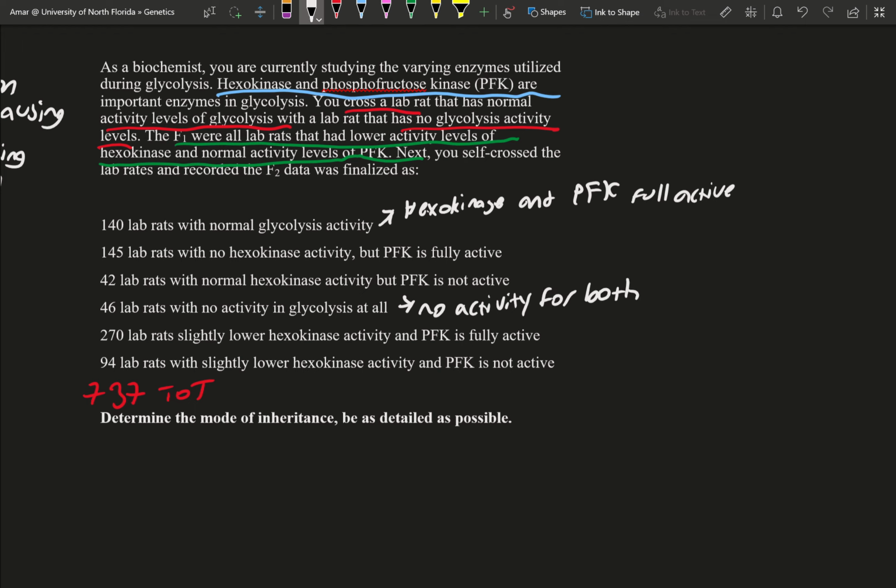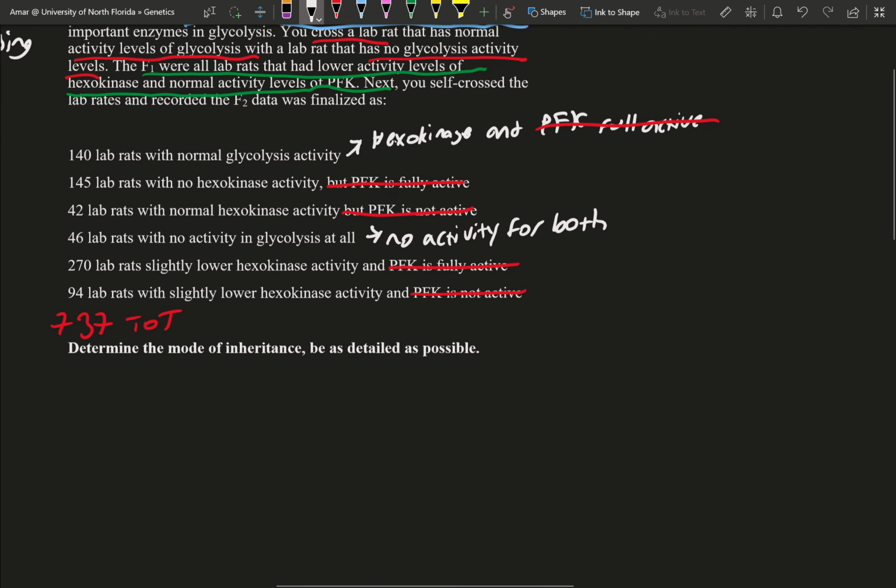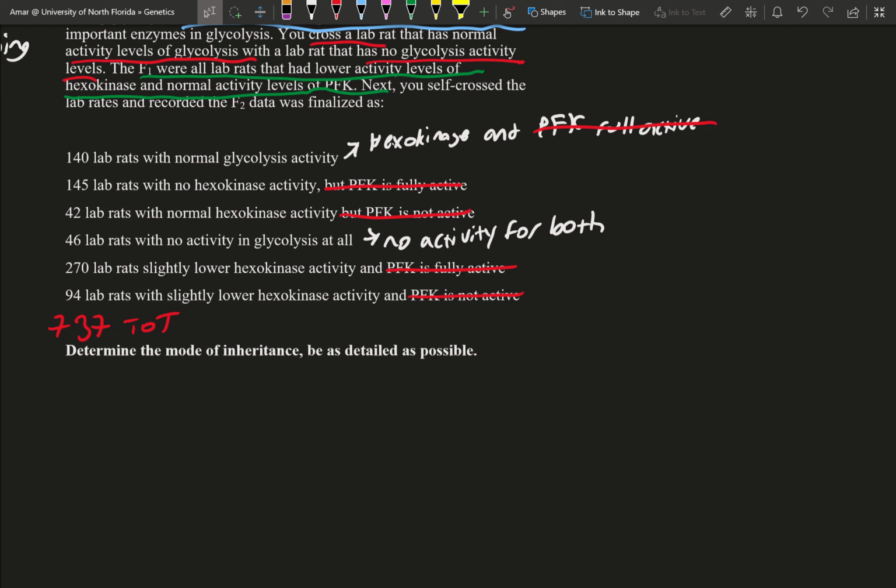Okay, so what we should do is pick a trait that we want to focus on, and we should do it one at a time. So let's say we're going to ignore the PFK trait for now. So we're going to cross those out. This one as well. And we're going to ignore it for now, okay? So what we have here is that we're going to combine all the individuals that have normal hexokinase activity, combine all the individuals that have slightly lower hexokinase activity, and combine all the individuals that have no hexokinase activity.